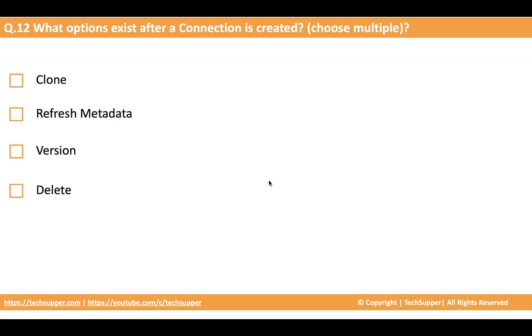I hope if you have created a connection, you will know the correct answer. The correct answers are clone, refresh metadata, delete. The clone will allow you to create a duplicate connection. Refresh metadata will refresh the design time metadata of your configured details under that connection, and delete will allow you to delete the connection. Version is not part of the connection.